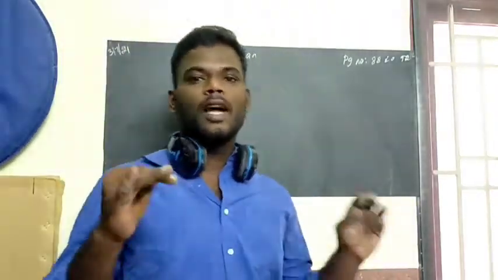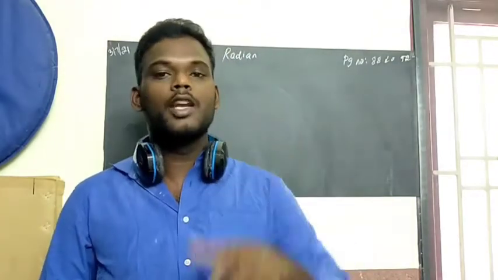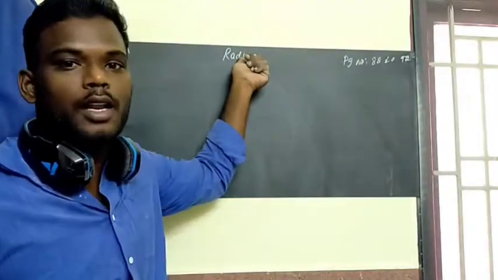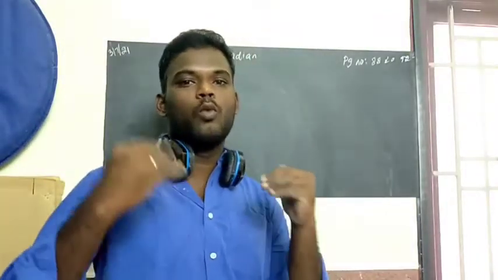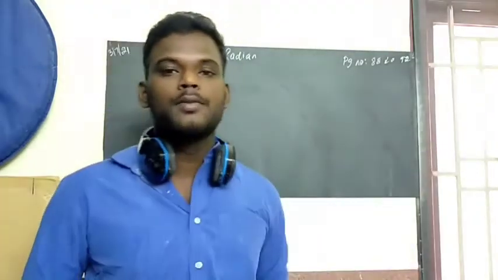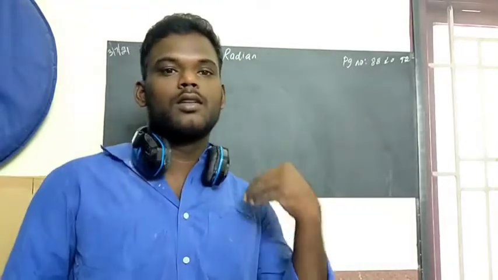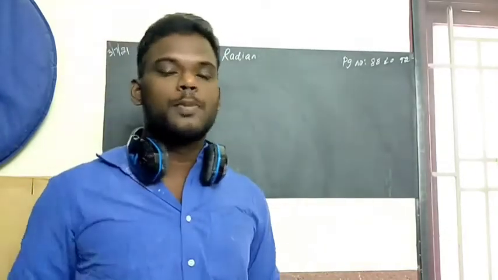For example, we have different units to express the angle. Is that clear? Commonly we express the angle in degrees, but we can also express the angle in radians. So radian is the unit of angle, another unit of angle. With the help of this, it helps us to find the area and the volume of any sphere.